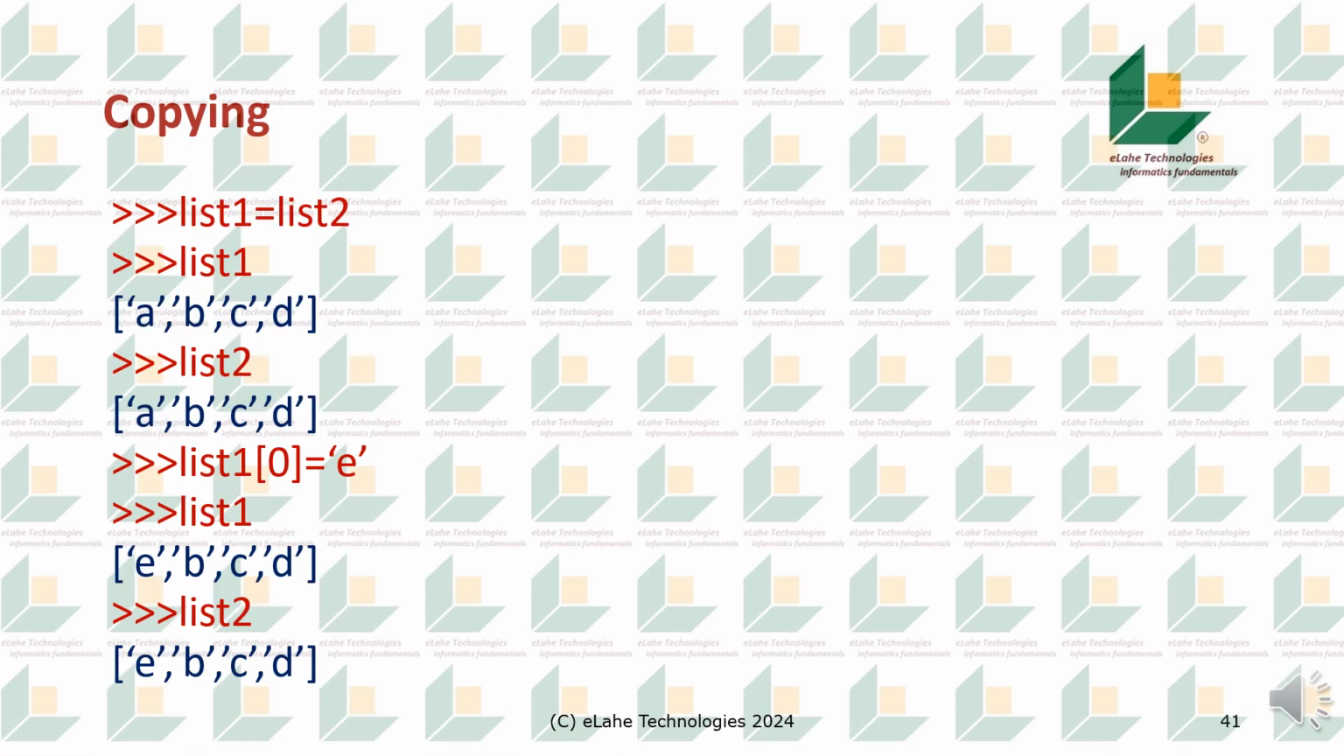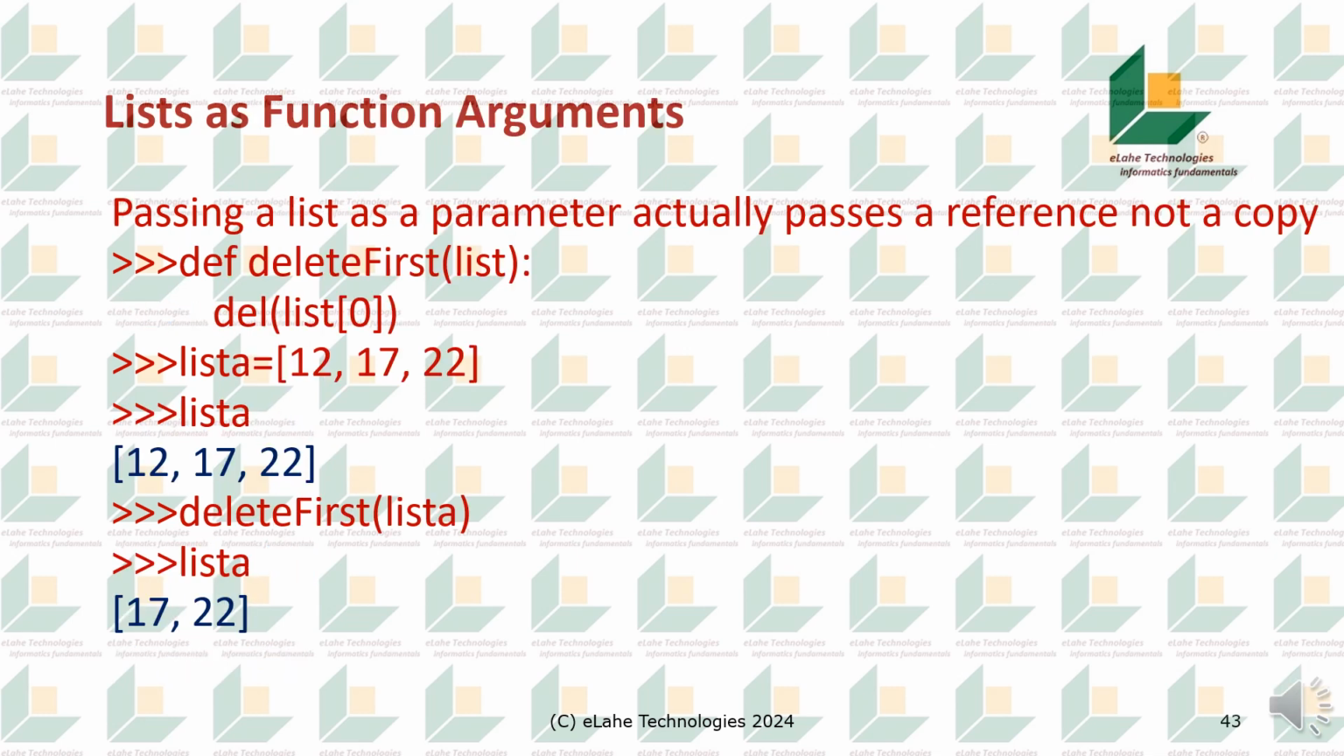The assignment operation list1 equals list2 merely creates list1 as an alias of list2. Any changes on either of the two lists are reflected on the other. This is known as list copying. Unlike simple list copying, cloning creates a new copy of a list. Passing a list as a parameter to a function actually passes a reference, not a copy.